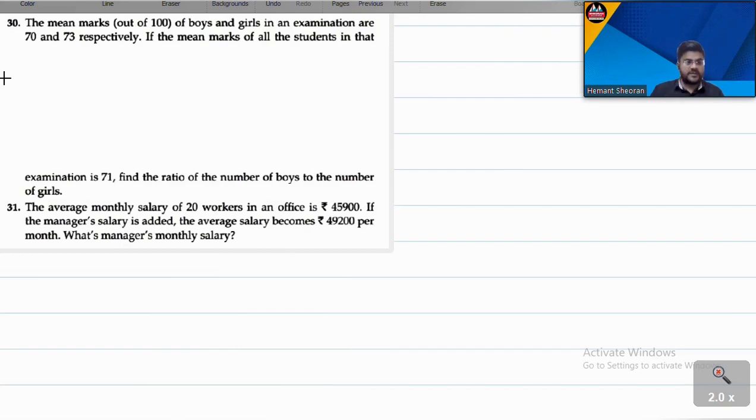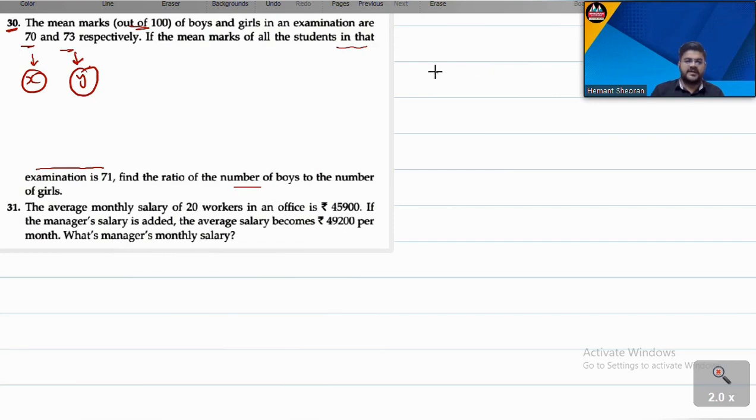Okay, then for this one, question number 30, what are they saying? If we read it out, they are saying the mean marks out of 100 of boys and girls in an examination are 70 and 73 respectively. Then the mean marks of all the students in that examination is 71. Find the ratio of the number of boys to the number of girls. So we can assume that the number of boys is x and the number of girls is y.